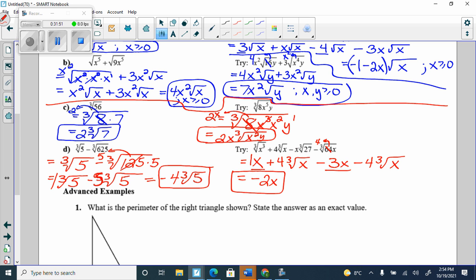Wait, so why do the cube roots cancel? Because it's 4 minus 4. Yeah. So we're left with minus 2x.